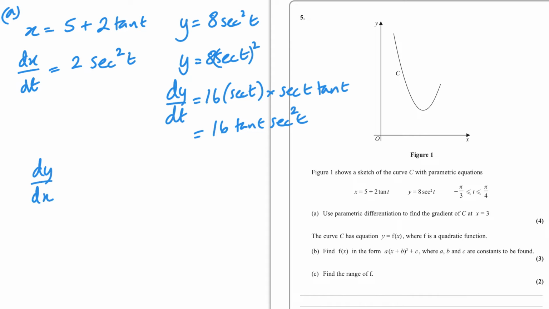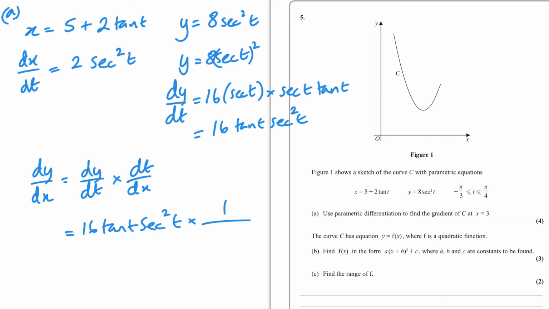And dy by dx is equal to dy by dt times dt by dx. So 16 tan t sec squared t times 1 over 2 sec squared t. Now you can see the sec squareds are going to cancel with each other. The 2 is going to go with that 16 to leave me with 8. So this leaves me with 8 tan t.